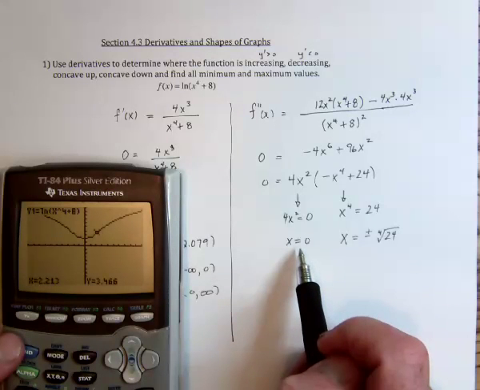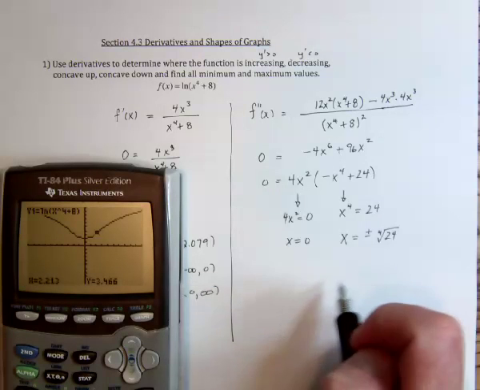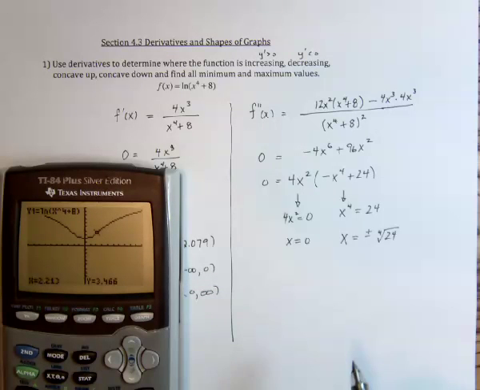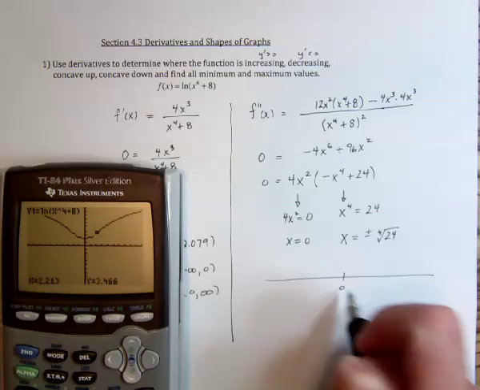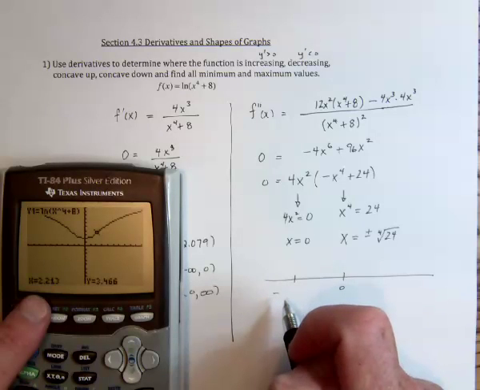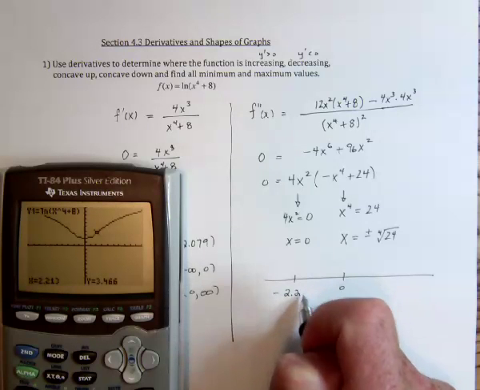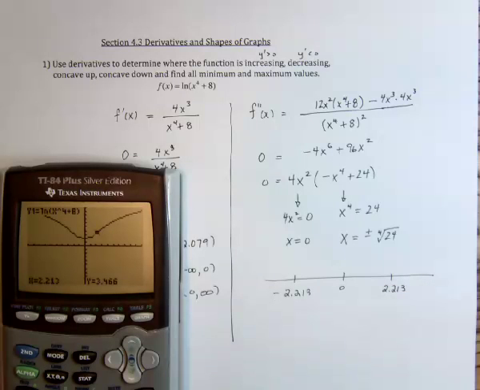Now I also got x equals 0, which is a place where it might change from concave up to concave down, but in here it doesn't really look like it. So what I'm going to do is test it, because the graph cannot always be counted on. Over here in the middle is 0. Over here is negative. So the x value for the 4th root of 24, 2.213, and here positive 2.213.